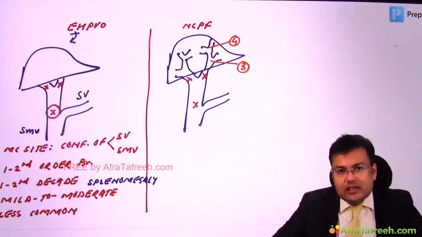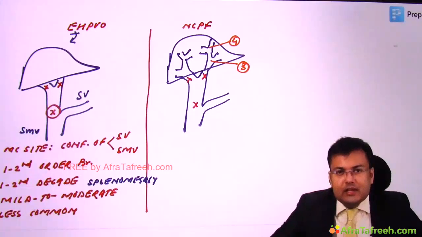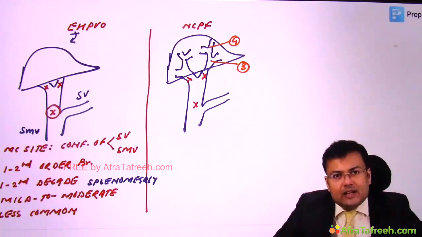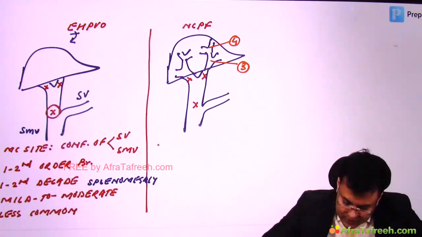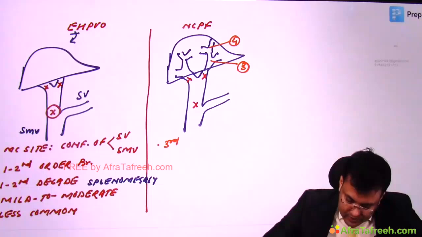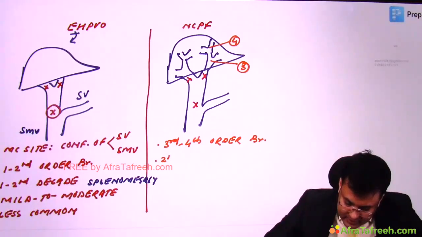So in this case there is involvement of third and fourth order branches, and the age is towards the higher side, means second to fourth decade. So first it is going to involve third to fourth order branches and is generally seen in second to fourth decade.